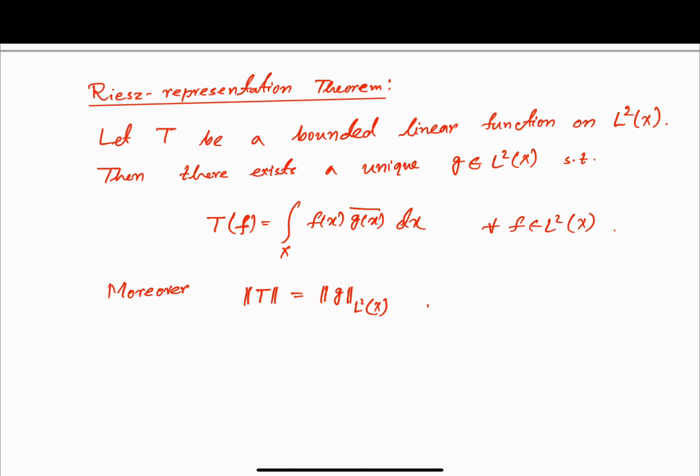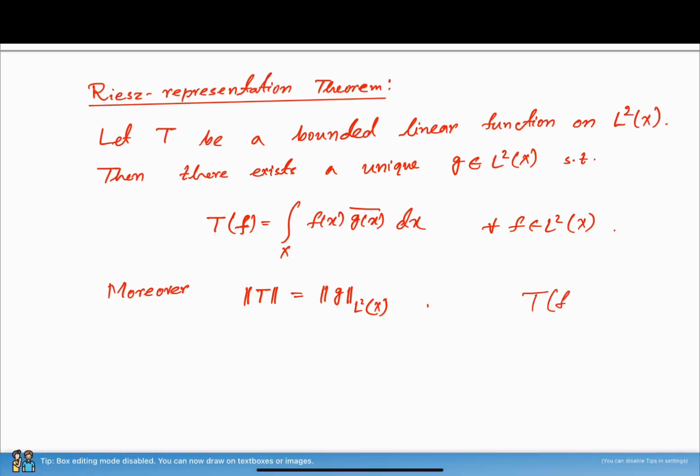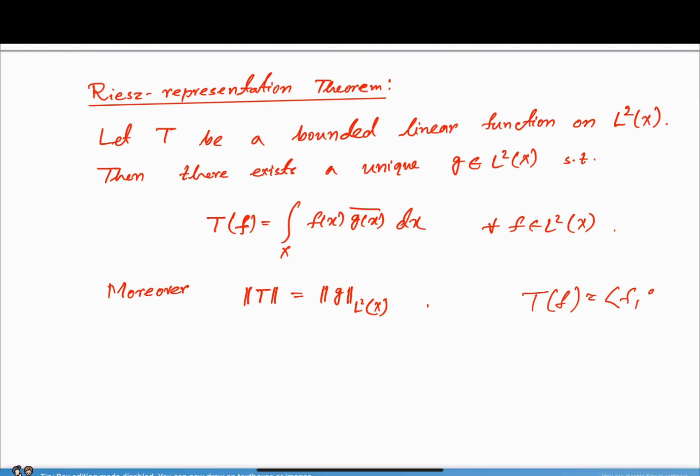And so this is the L2. I have stated it for only L2 of X, but more generally in any Hilbert space there is a notion of inner product. So there you can say that if there is any bounded linear functional, then there is a unique function in again that Hilbert space. It will be given by this inner product: T of f will be given by the inner product of f with g, and the norm of T will be the norm of g, right? So it is for Hilbert space.